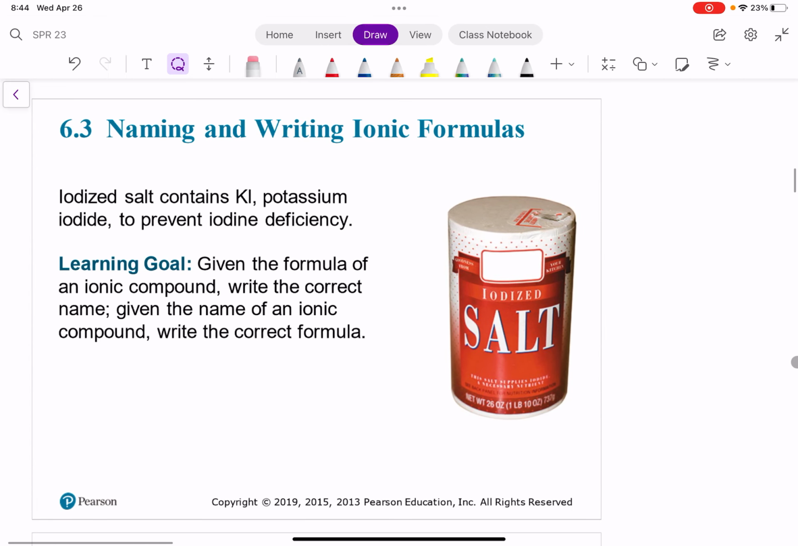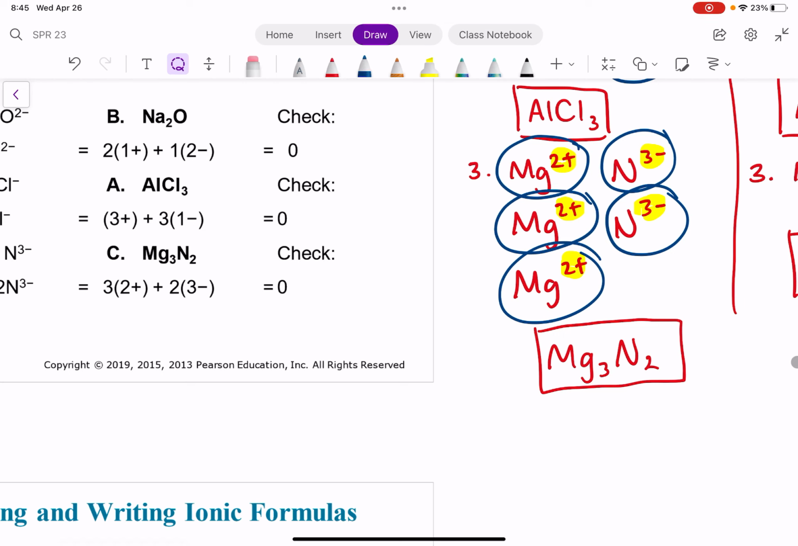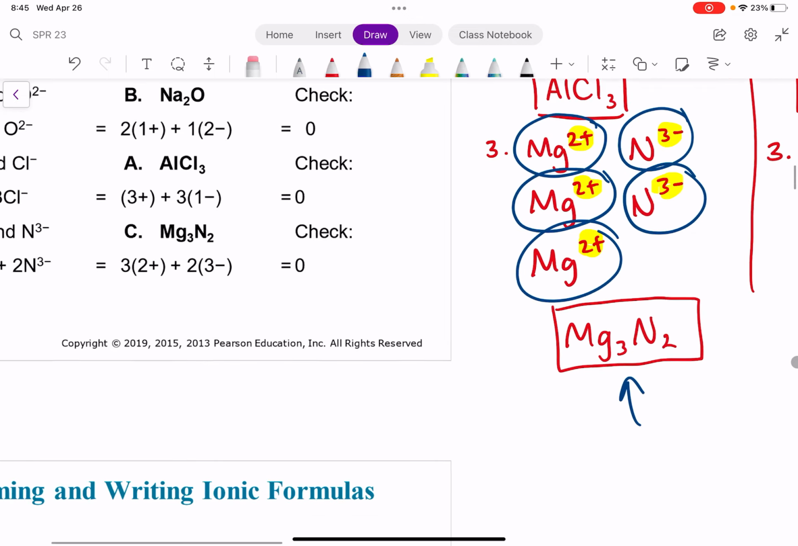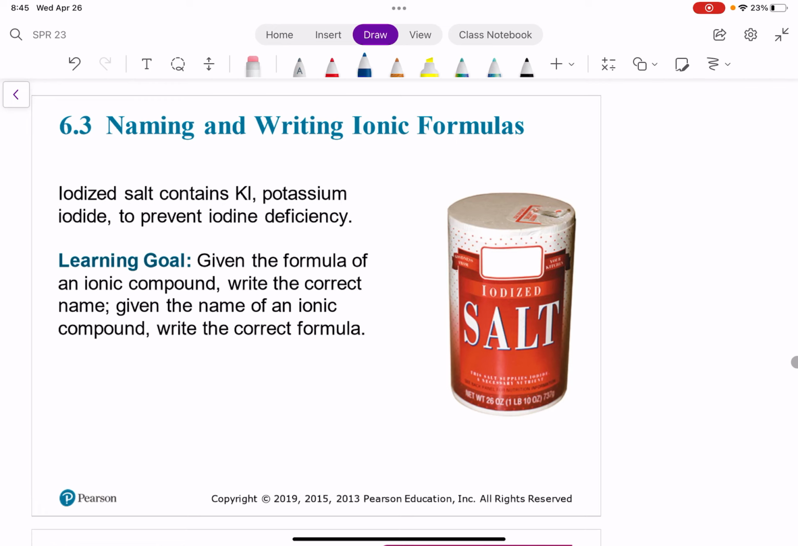Okay, so now the other thing that we have to look at is how do we name these ionic formulas, or how do we name ionic compounds? We just learned how to write the chemical formula, right? But what do we call that in lab? So we're going to learn how to figure that out. This is something you just start to memorize after a while, and you're going to want to actively try to memorize how to do these, so practice it a lot.